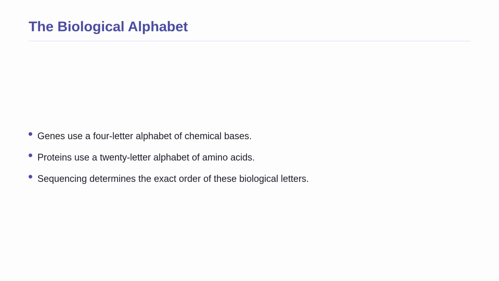Building on that library analogy, let us look at the alphabets used in these biological books. Why does this matter? Because before we can analyze data computationally, we must understand its physical form. Instead of English letters, genes are written in a 4-letter alphabet of chemical bases. Proteins, on the other hand, are written in a 20-letter alphabet of amino acids. Sequencing is the incredible technology that allows us to read these biological letters in their exact order, transforming physical molecules into digital text strings that we can study.